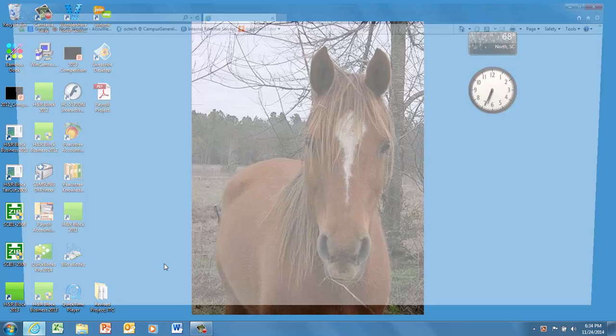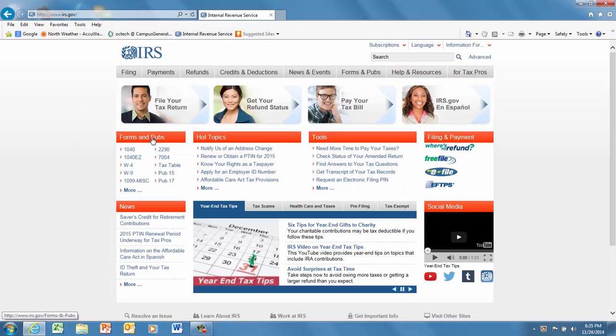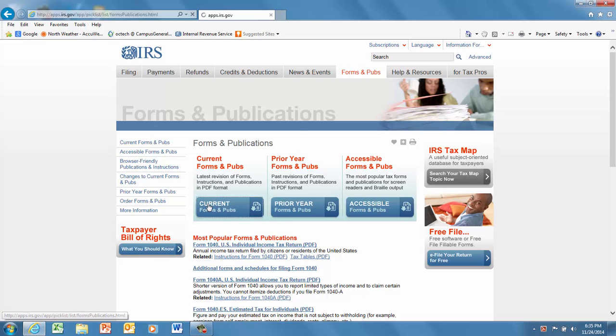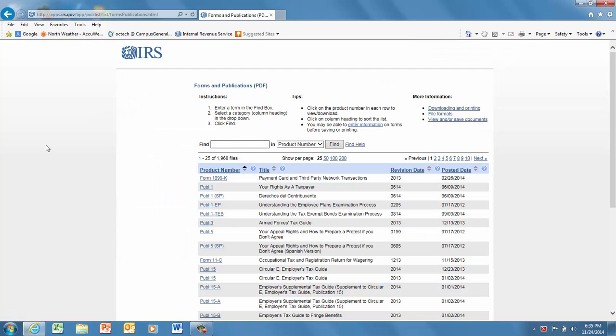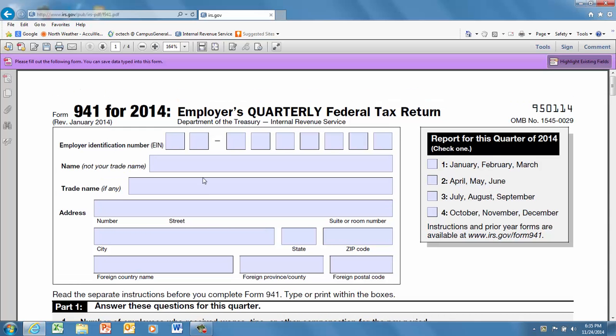Here we're going to talk about filling out a Form 941. So we're going to go to our IRS website. We'll go to Forms and Pubs, Current Forms. We'll find our 941 form and bring it up. And with the 941 form, we are going to actually type onto this screen, and then you could print it out.